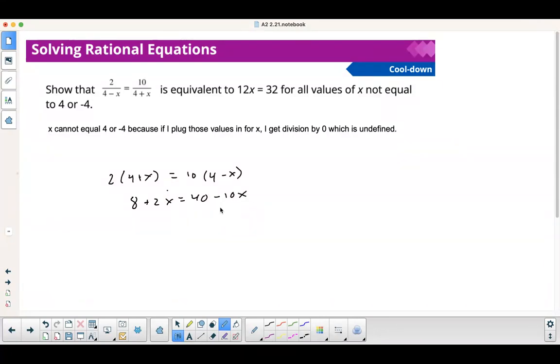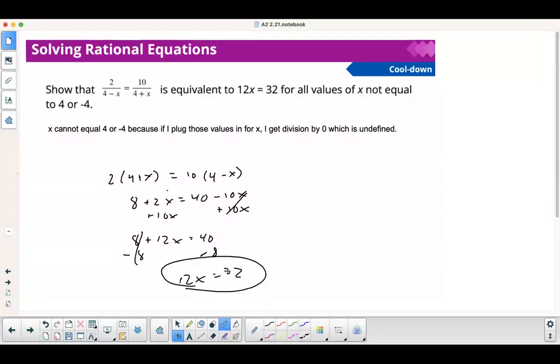So I want 12 on the left. So if I add the 10x to both sides, that gets me the 12x. And then minus 8, I get 12x equals 32. And that's it. I can stop right there. Now, if it wanted me to finish it, I would just divide by 12 and I would get x equals, I don't know, 2 point something, 2.67 maybe. But it didn't ask me to do that.